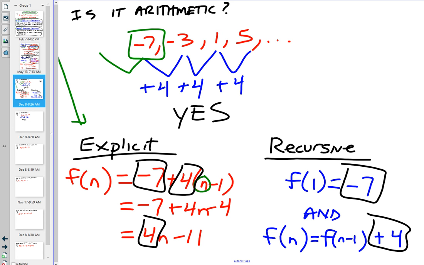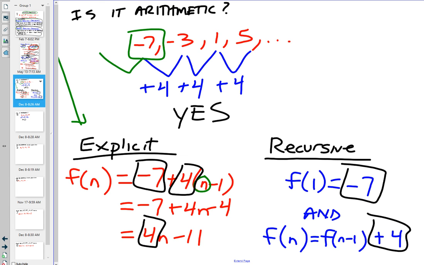There's several types of sequences, but in Algebra 1 we learned 2. One of them is arithmetic. The other one is geometric. Geometrics don't have a common difference, they have a common ratio. That's geometric. Geometric is multiplying. But you're not going to learn that now.